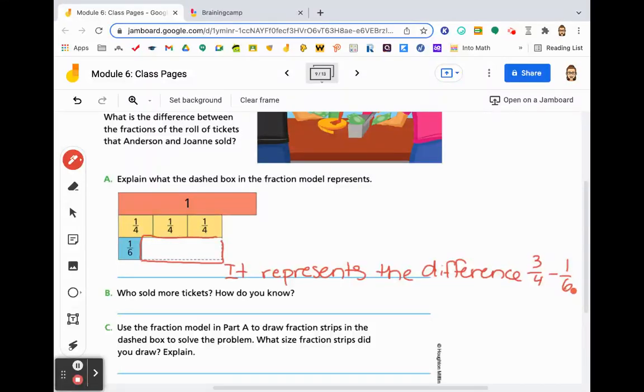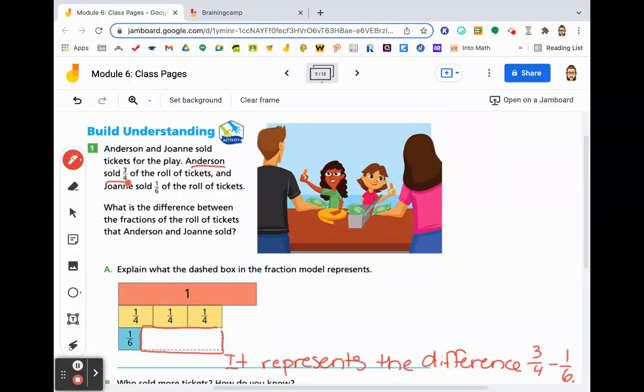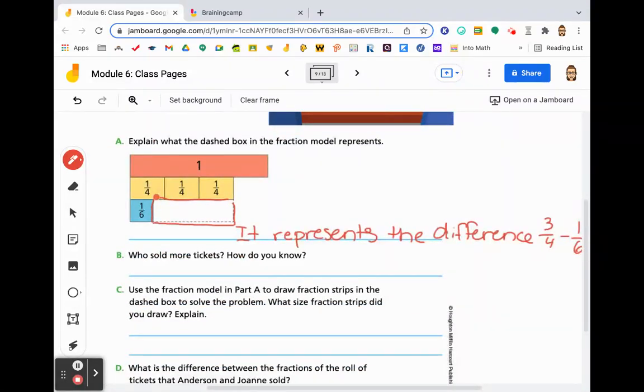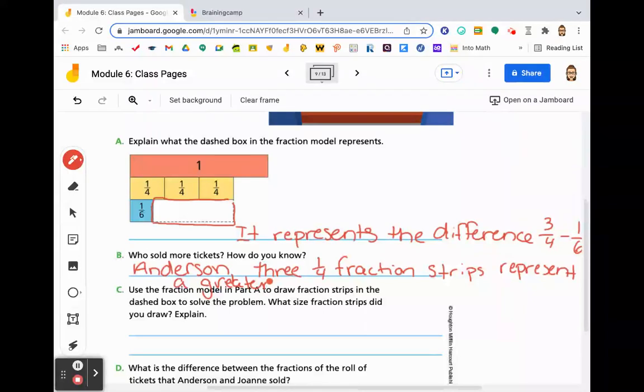And then it asks, who sold more tickets? And how do you know? Well, if we scroll back up here, Anderson was the 3/4 and Joanne was the 1/6. If we look at our picture, 3/4 takes up more room, so it's going to be Anderson. We know this because the 3/4 fraction strips represent a greater amount than the 1/6 fraction strip.